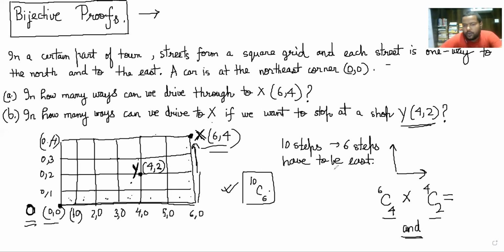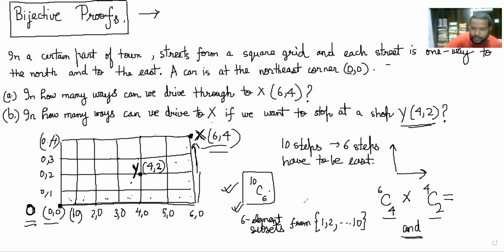Okay. So I hope you understood what we are doing here. This seems like a fairly straightforward question. So why are we talking about it in the context of bijective proofs? I want you to focus your attention on how we solved part A. In part A, we had to count the possible number of paths from 0, 0 to 6, 4. And we said that this was the same as counting 6-element subsets from the set 1 to 10, because 10C6 is going to give us the number.